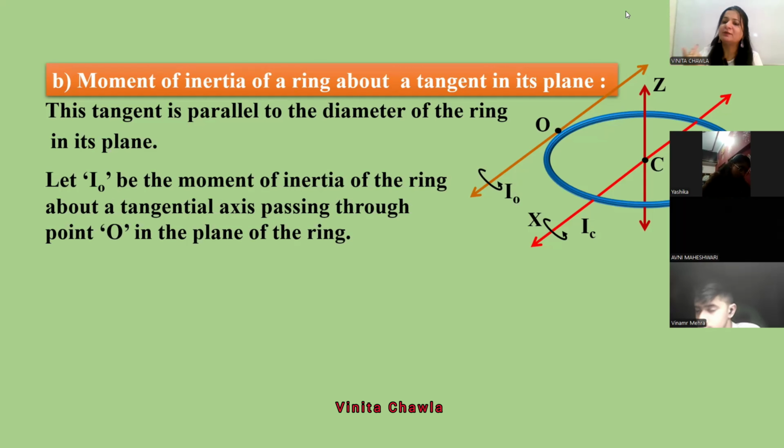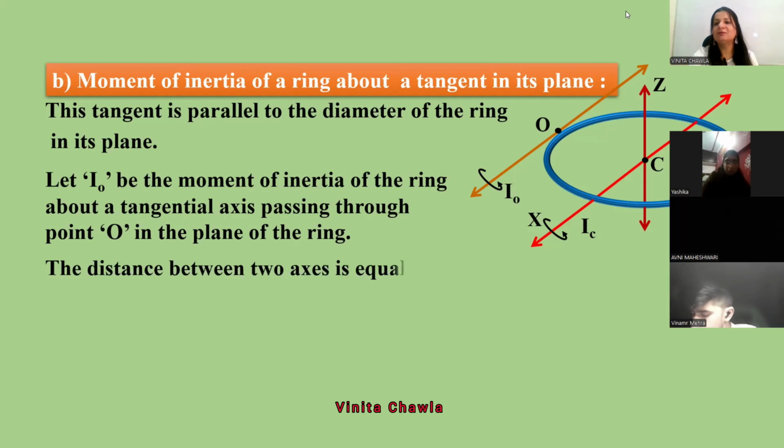Because this is passing through point O, let us consider the moment of inertia passing through O as I naught. We can write IO. It is in the plane of the ring, and the distance between the two axes is equal to the radius of the ring, which is R. So we can apply the parallel axis theorem, right?